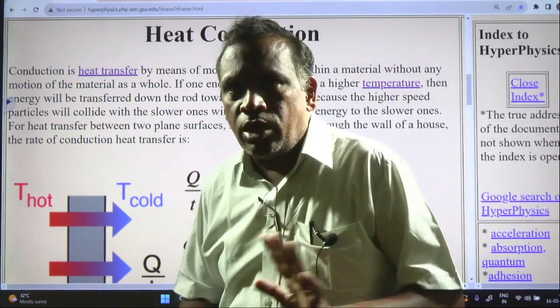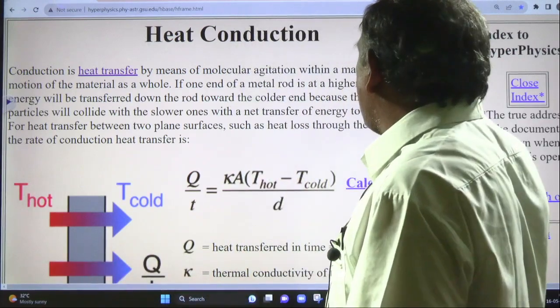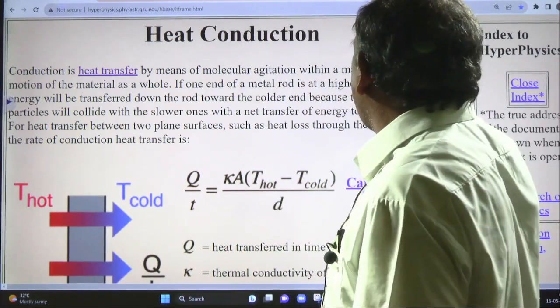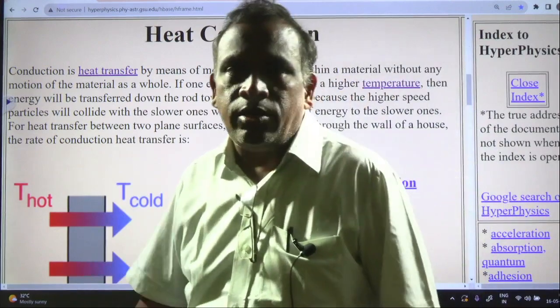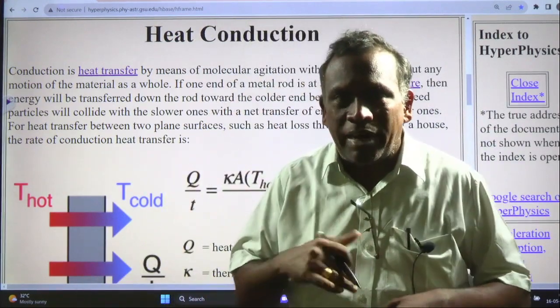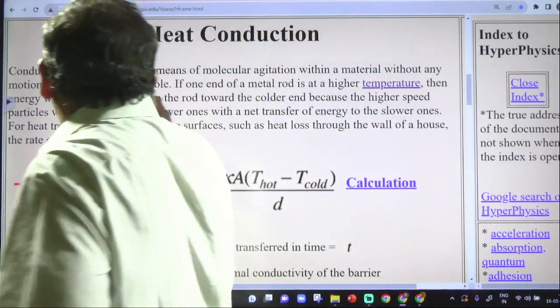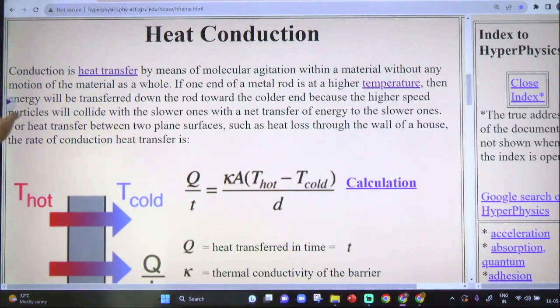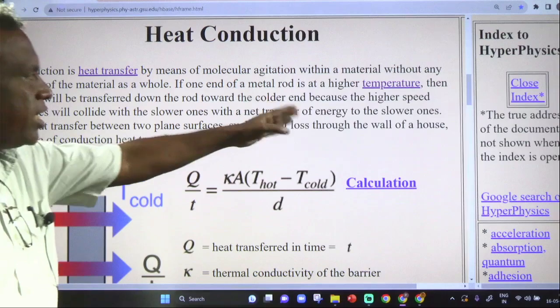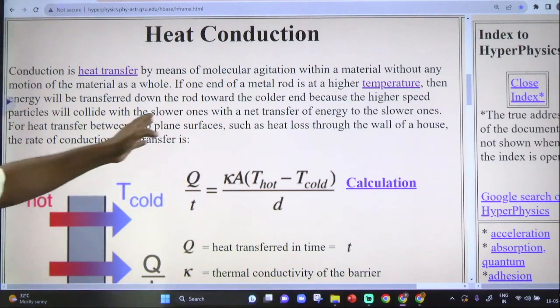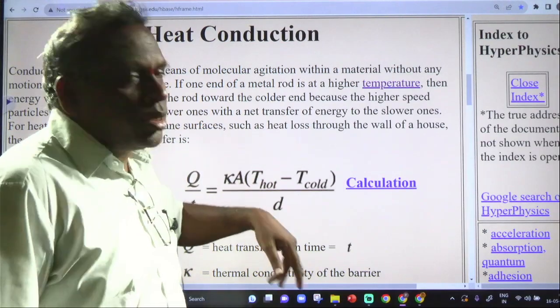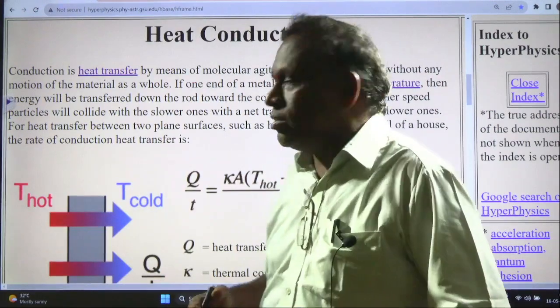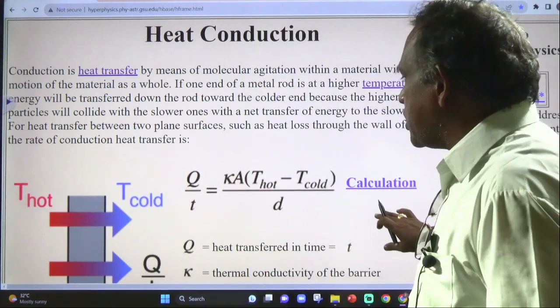So due to the molecular agitation, there is a transfer of energy within a material without any motion of the material. I told you, no, without any motion of the matter. So as a whole, one end of the metal rod is at higher temperature and transfers energy to the other end with the high speed of the particles. That transfer we will call conduction.